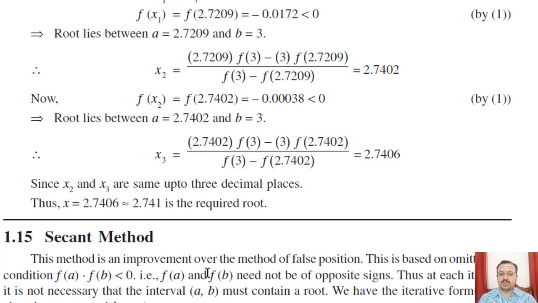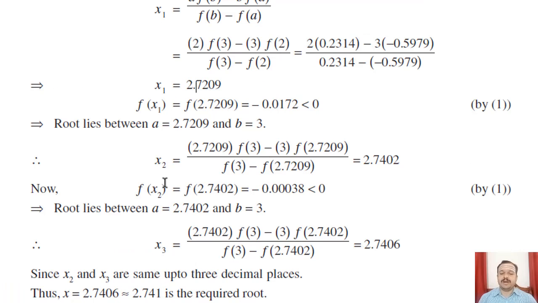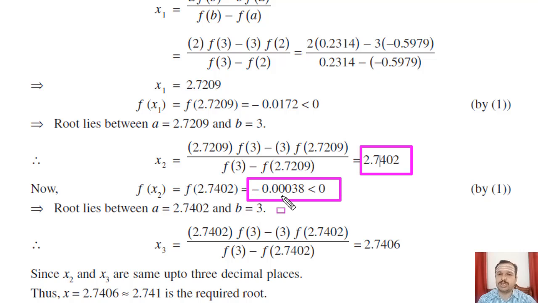So what is to be done after that? Once we find x2, we have to go for finding x3. Before going to find x3, we have to find out f of x2. So f of x2 is to be found once again in the same way as we found f of x1. That is, we replace x in f of x with the x2 value, which is 2.7402. When we substitute this value into the f of x formula in place of x, we come to know that the answer is negative 0.0038.